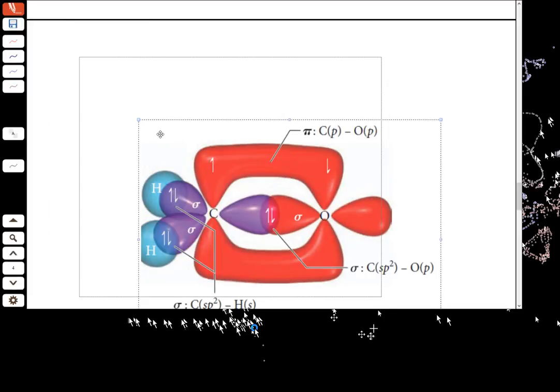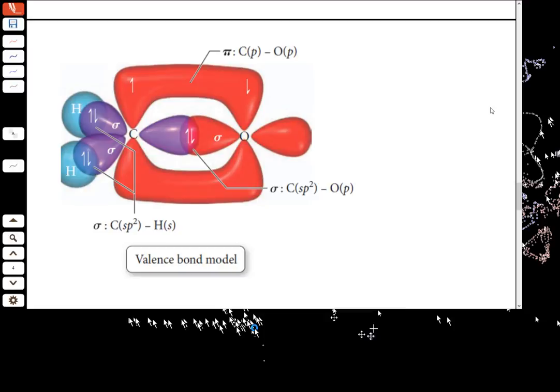All right, so there's our valence bond model of what's happening in that molecule. We've got carbon with its 3 hybrid orbitals given here in purple, its sp2 orbitals. Those are each bonding with a hydrogen atom, the s orbital from a hydrogen atom, and then one of them is bonding with the p orbital from the oxygen to make all our sigma bonds. And then our pi bond is the carbon and the oxygen with their parallel p orbitals.